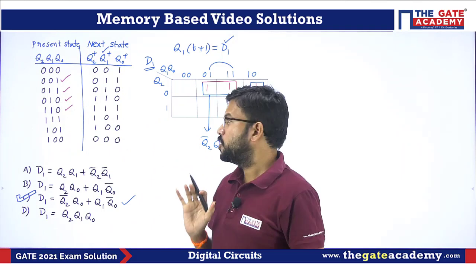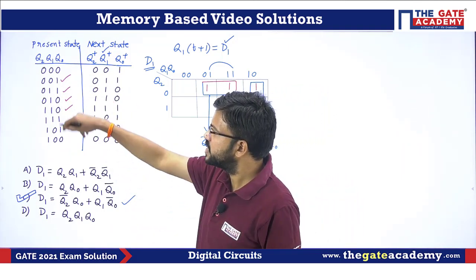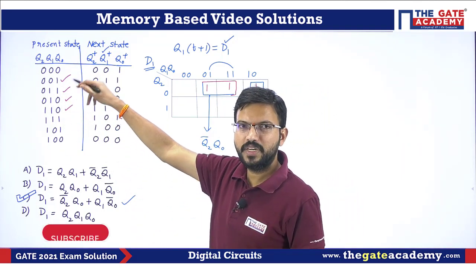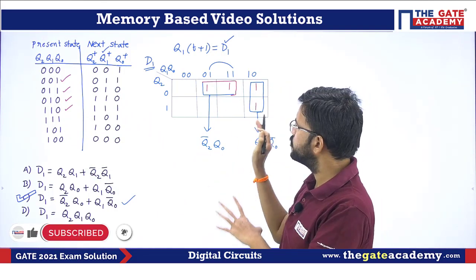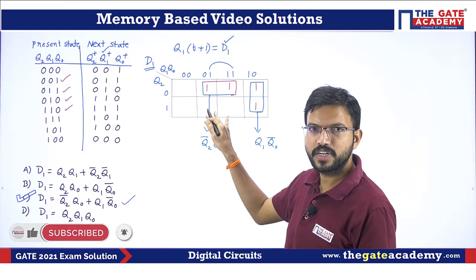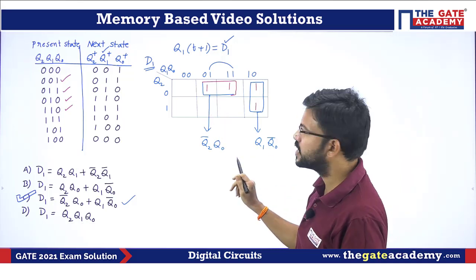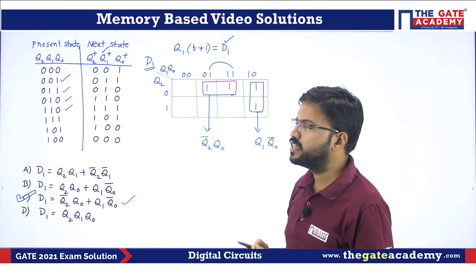The only twist here is that they have mentioned it is a 3-bit gray counter. While placing the ones, if you place them in the appropriate places, then you'll get the correct answer. Otherwise, you may get a wrong answer.